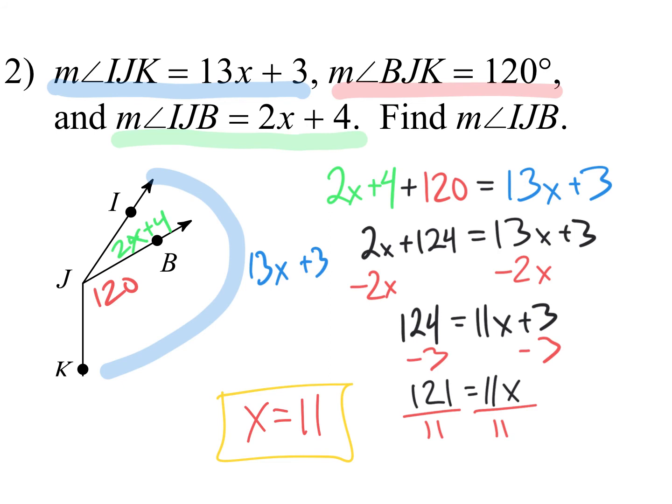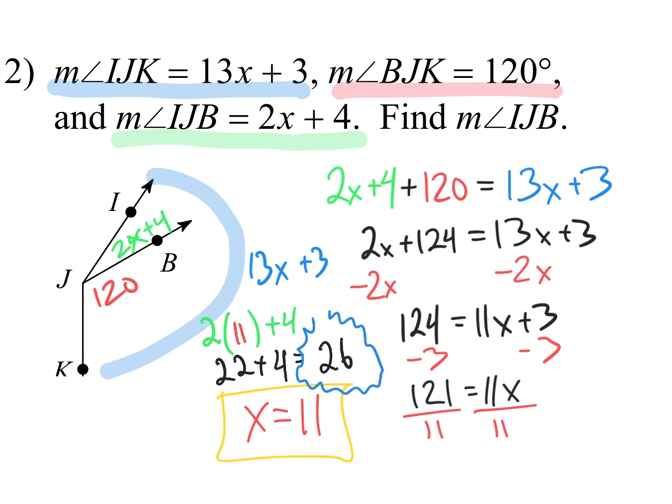2, open parentheses, plus 4, and we're going to substitute in that 11. So 2 times 11 is 22, plus 4 equals 26. All right, we just did it. We just figured out the angle measure. We just figured out the answer, 26. Great.